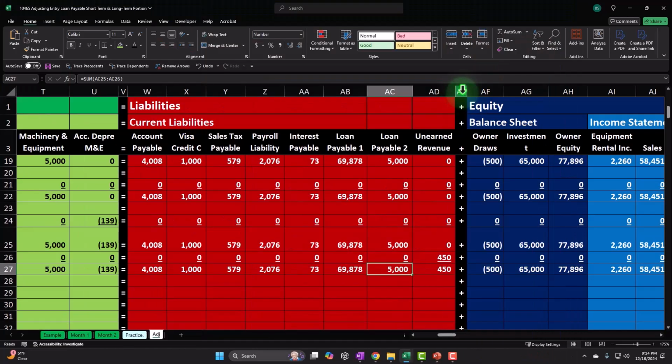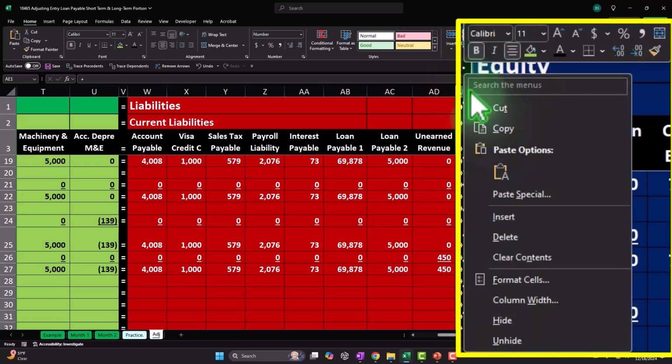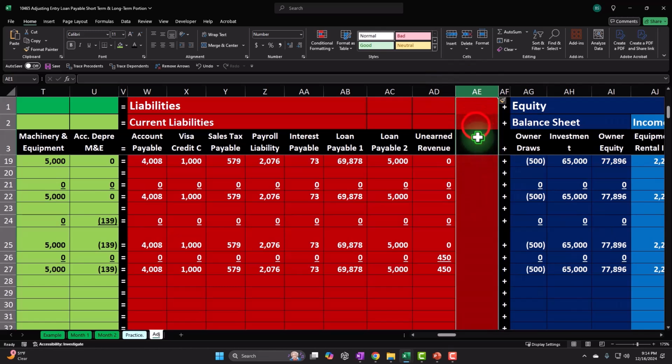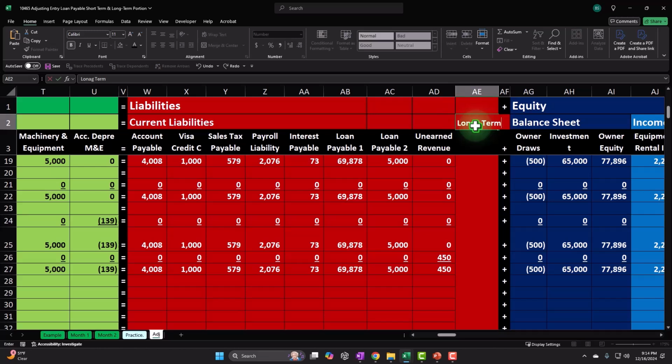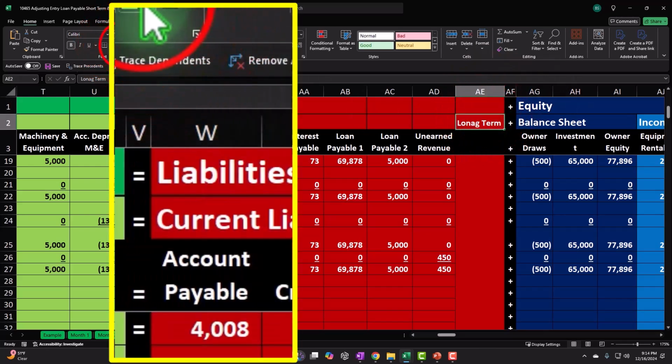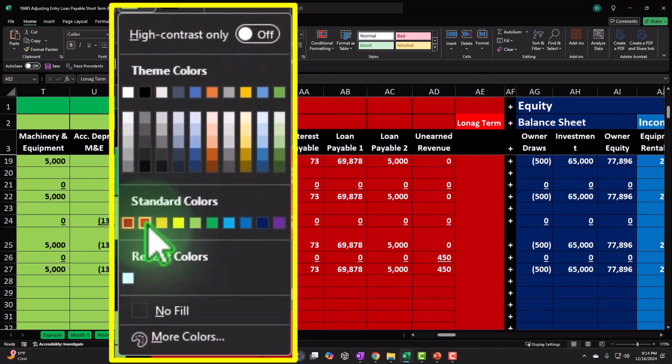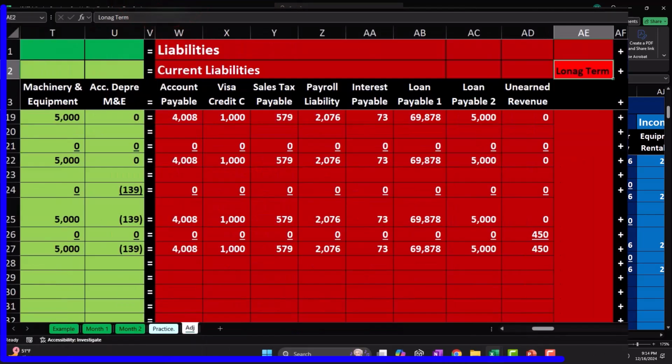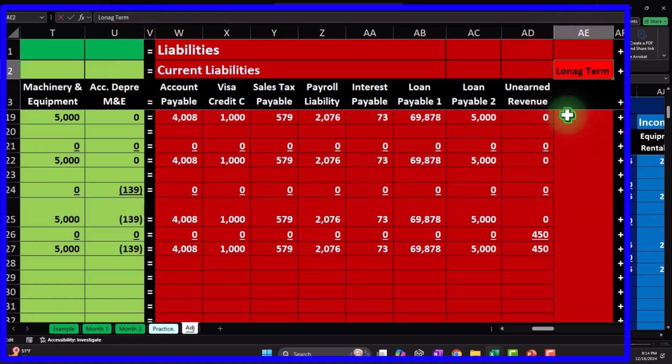So what I'm going to do is add another column for the long-term account. I'm going to select this column, which is AE, right-click and insert. And then I'm going to format this a little bit different, because this is going to be the long-term portion. I'll make this a little larger, and I'm going to make this dark red. Let's make it light red and then dark, and then the darker text. And let's spell it right if we could. Long term. All right. So current liabilities, long-term liabilities.